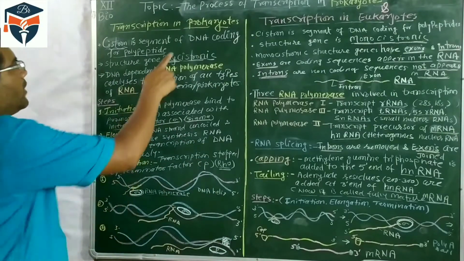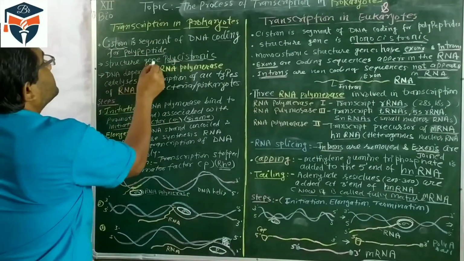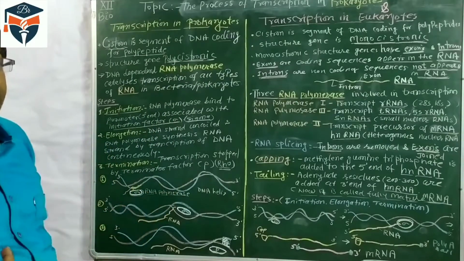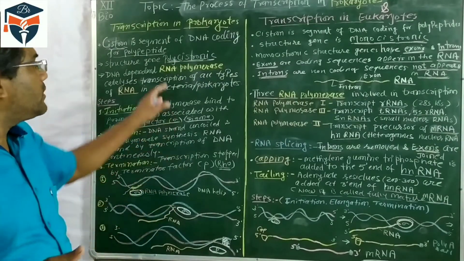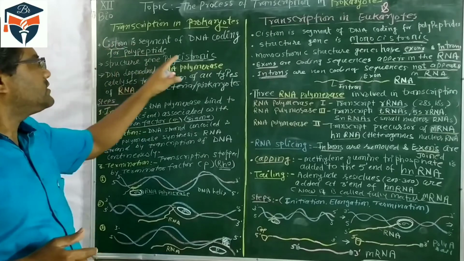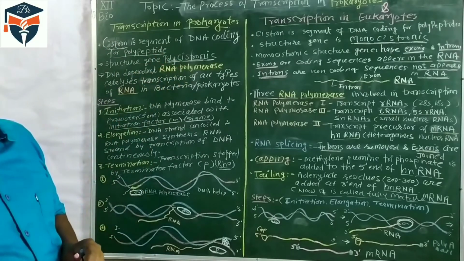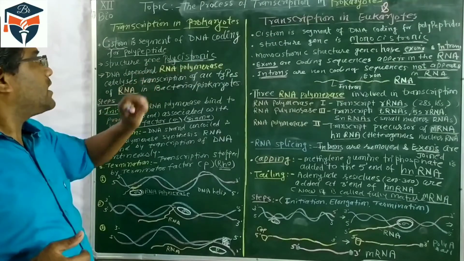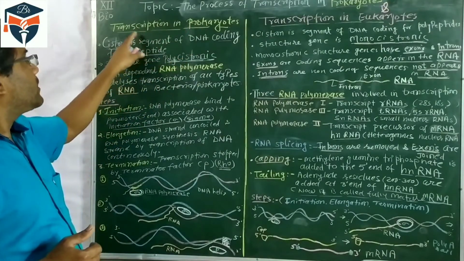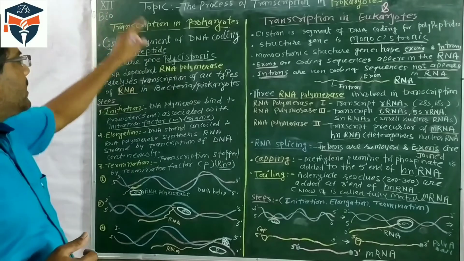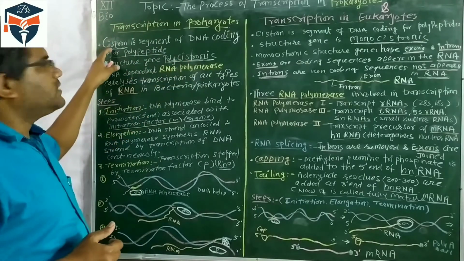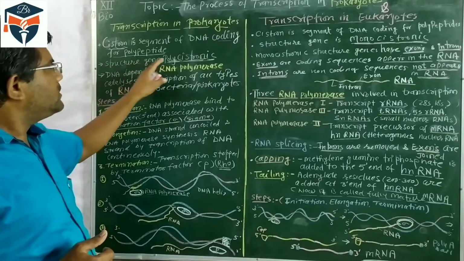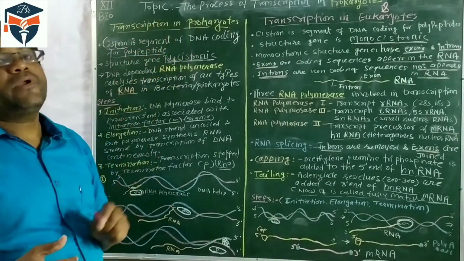Number 2. In prokaryotes, the structure gene is polycistronic. It means in the transcription process, many such cistrons are used. Many cistrons, polycistronic. So the prokaryotic transcription process is regulated by many cistrons, and that's why we are saying the structure gene is polycistronic in prokaryotes.